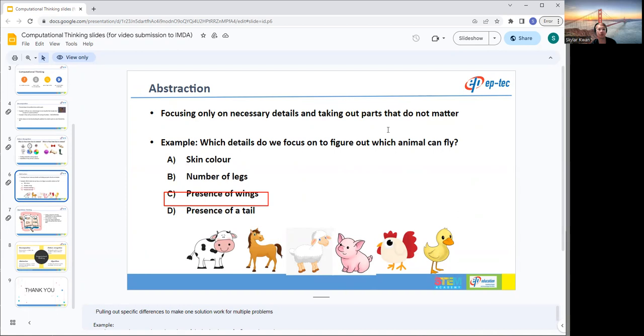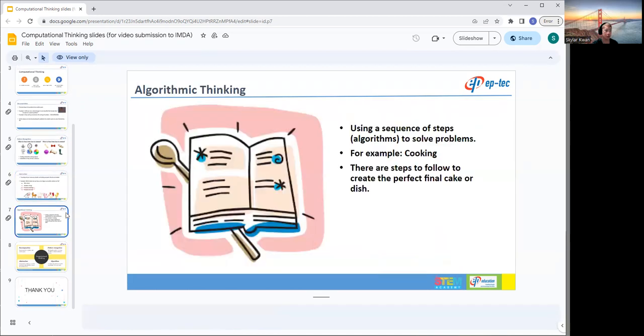So for example, if we need to figure out which animal can fly, what do we need to see? Skin color, number of legs, presence of wings, or presence of a tail? Wings, right? Wings make them fly, right? Yeah, so this is abstraction, focusing on only the necessary details. Okay? Easy? Questions? No? Okay, let's move on.